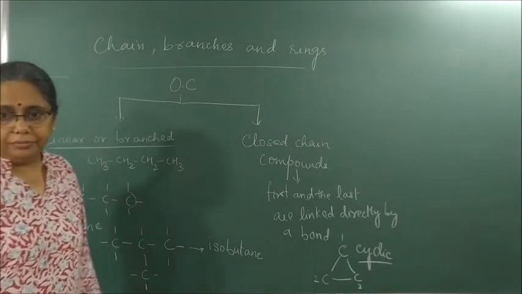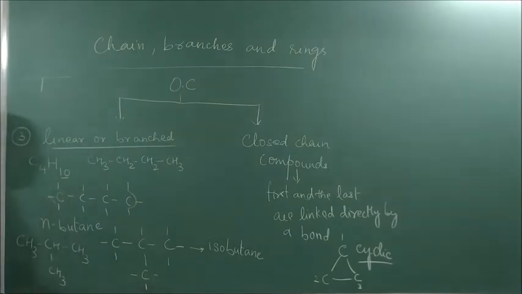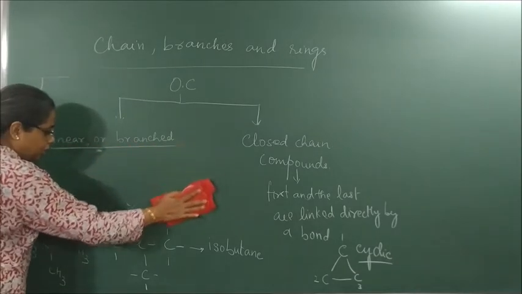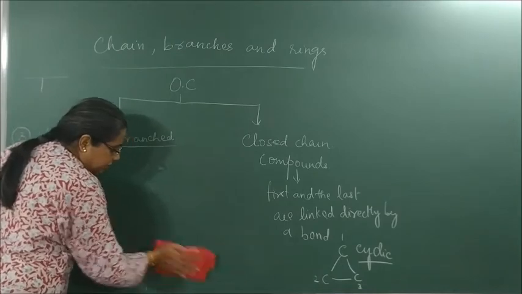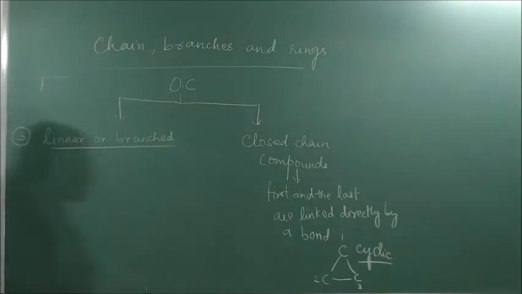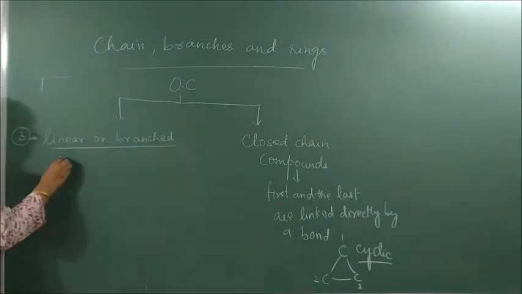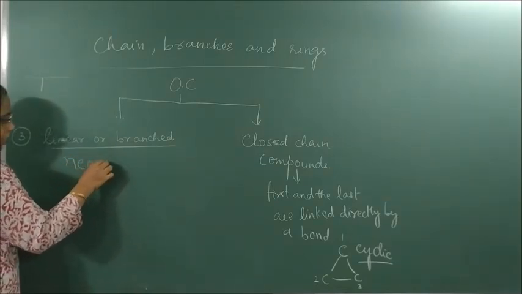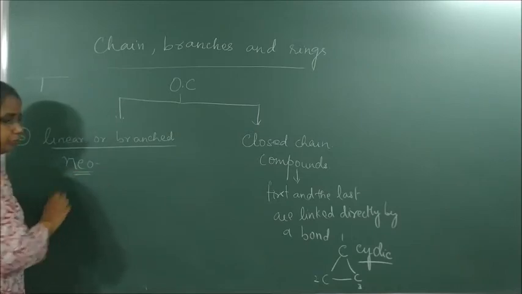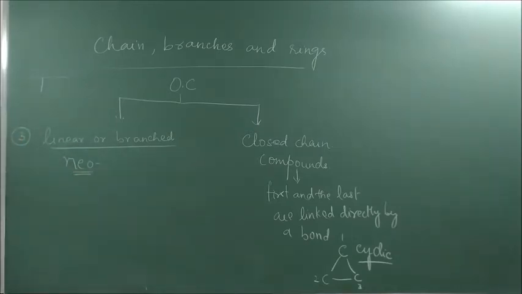Done? Shall I go ahead? Now, if there is two-sided branching, if there is double-sided branching, it is called neo. One-sided branch is iso, double-sided branch is called neo.